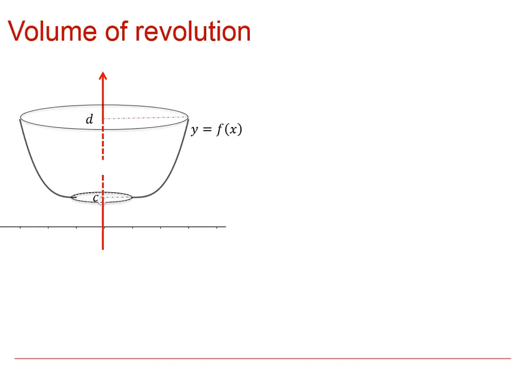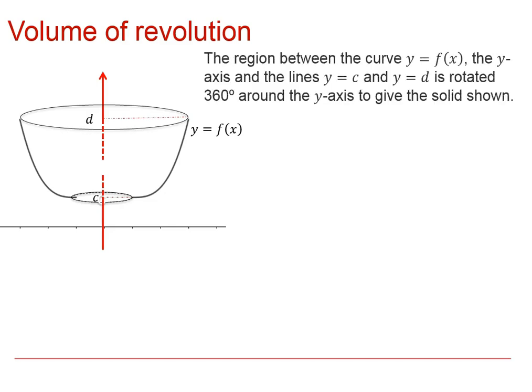So we've looked previously at what happens when we rotate around the x-axis. When we rotate around the y-axis by 360 degrees, again a solid is formed. We want to be able to find the volume of revolution for that solid.